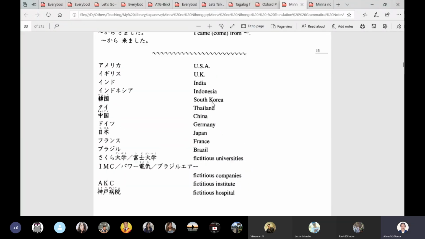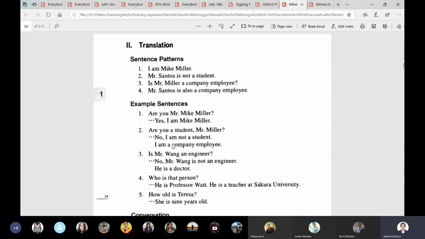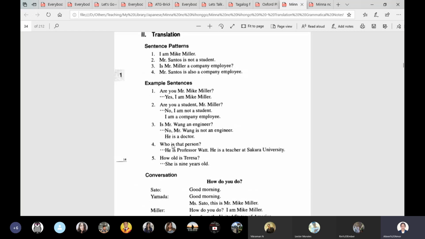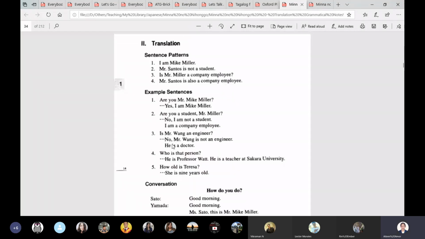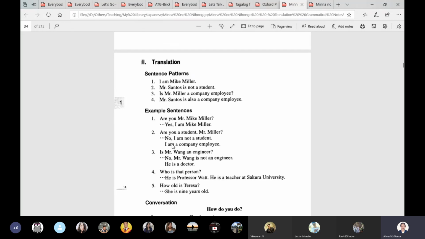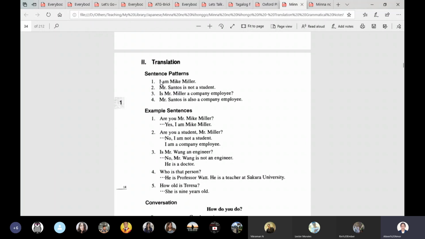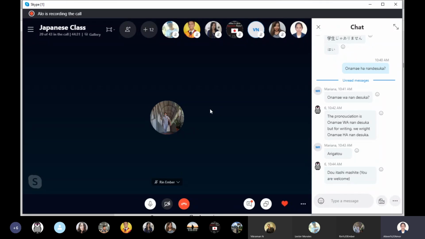So yes, we've already tackled this earlier. Okay, so now we're going to proceed with the grammar part. So in lesson 1 of Minna no Nihongo, the sentence patterns we'll be learning would be: I am Mike Miller. So a simple introduction. How do you say I am Mike Miller in Japanese? Minasan, can someone type I am Mike Miller?